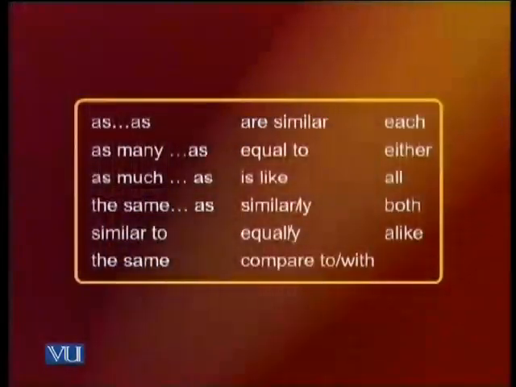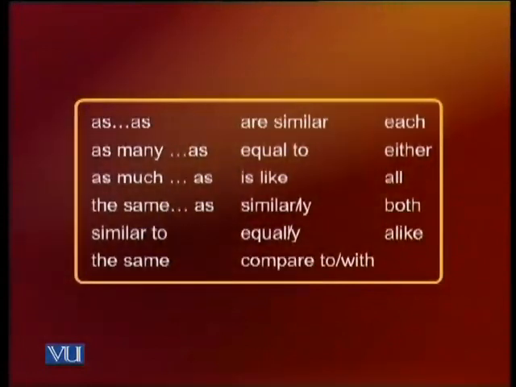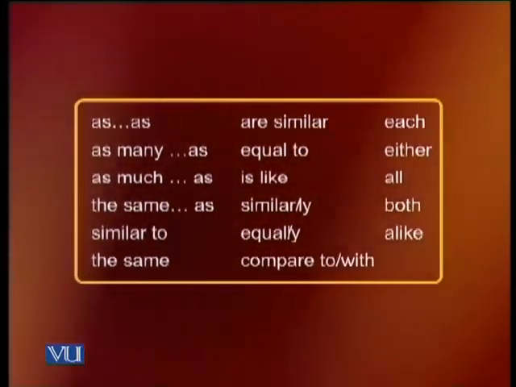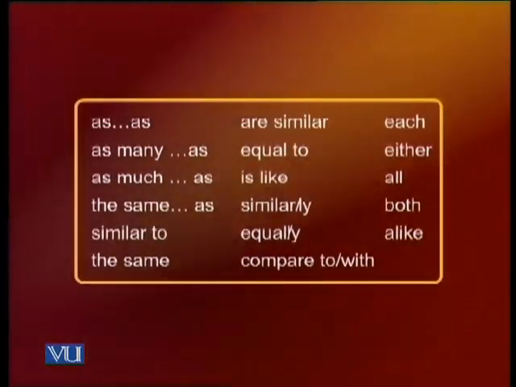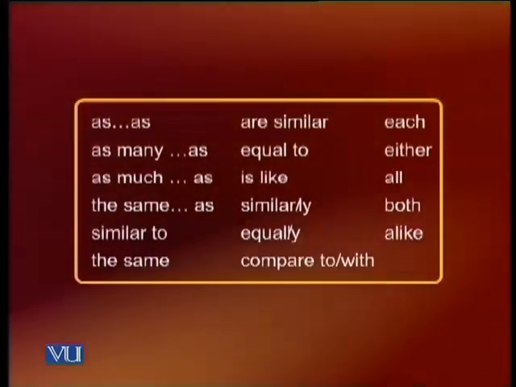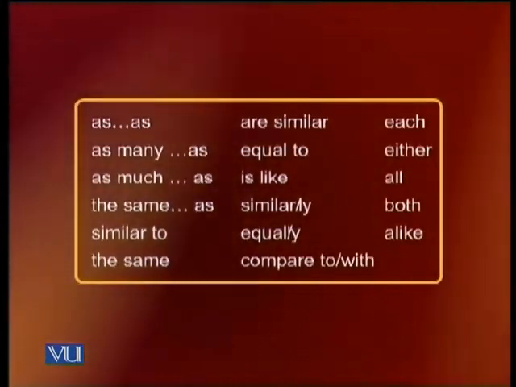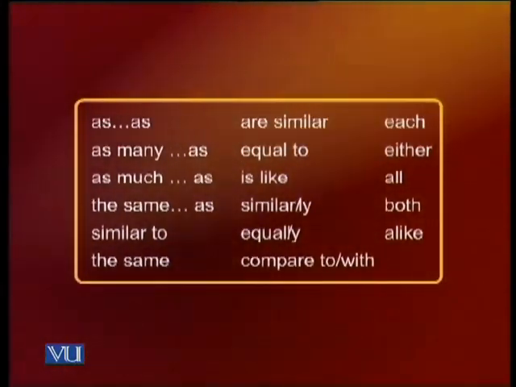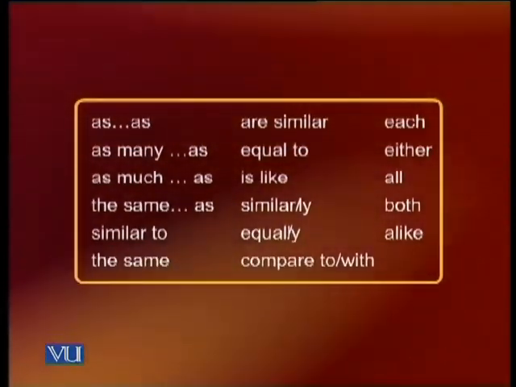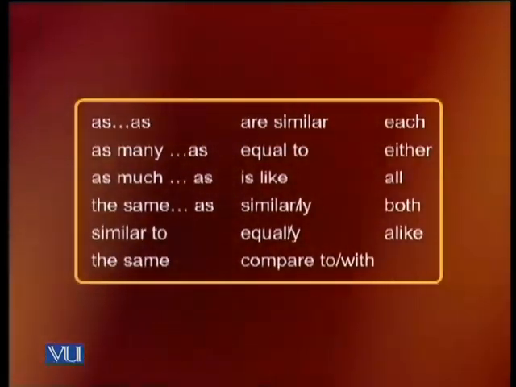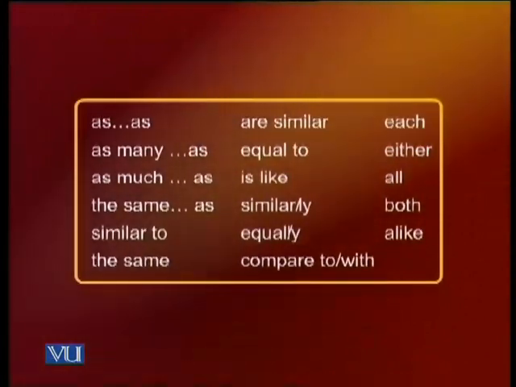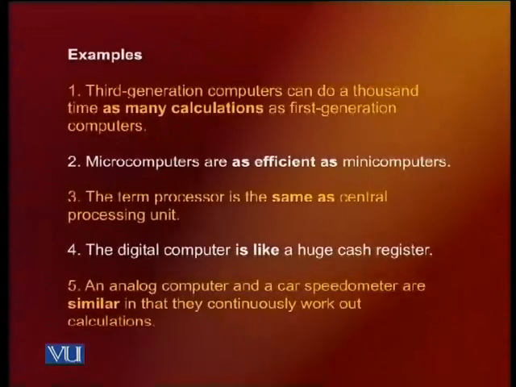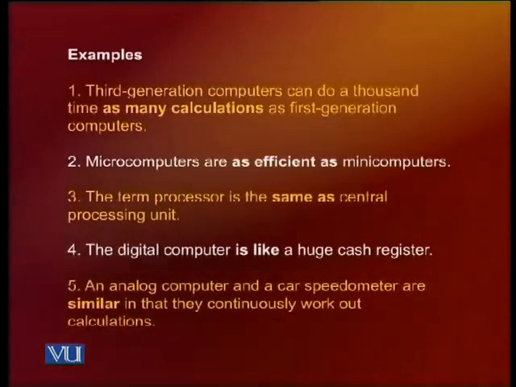Now, for showing equivalence, the following words or constructions are used to show equivalence, that is, the same. And you have phrases like as big as, with whatever word in the middle, as, similar, even, each, as many as, equal to, either, as much as, is like, all. Now we will illustrate these in sentences. Look at these sentences.